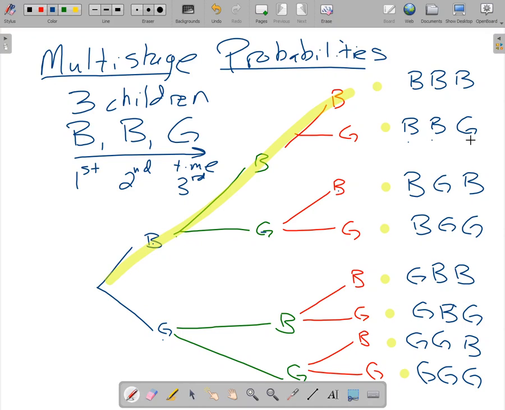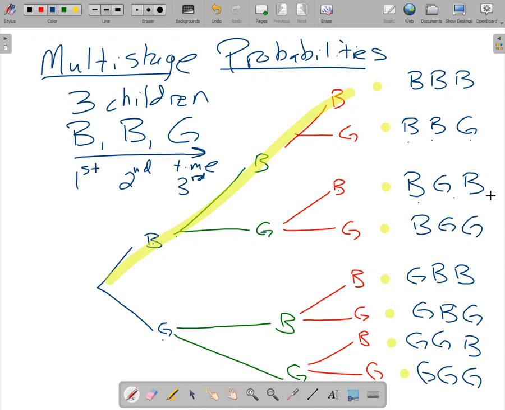Is that different than boy, girl, boy? They both have 2 boys and 1 girl. Does order matter? The answer is it depends on the question. Not if we're going by chronological order. If the question was how many boys are there in a family of 3, order doesn't matter. If the question was, there's a firstborn, a secondborn, and a thirdborn, then it does matter.